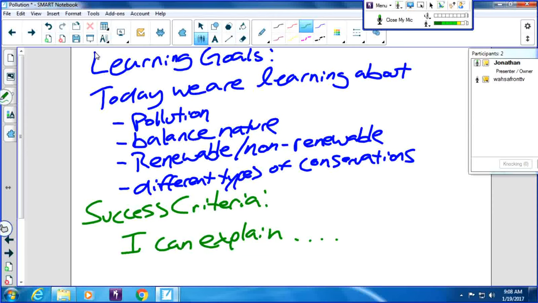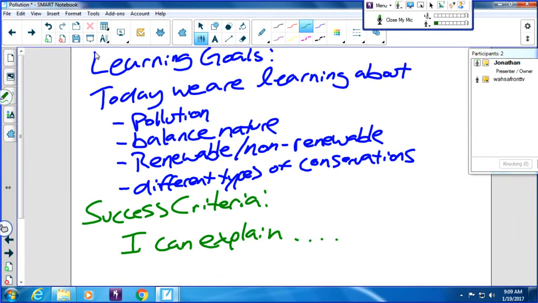Some examples are I can explain ways to reduce pollution. I can explain ways to conserve our environments and etc. as well. Or I can define what is pollution. I can provide examples of renewable and non-renewable resources, something on the lines of that. So again, something to keep in mind as we go through today's class content, lecture, and etc.